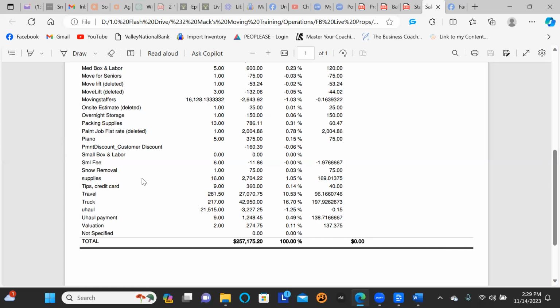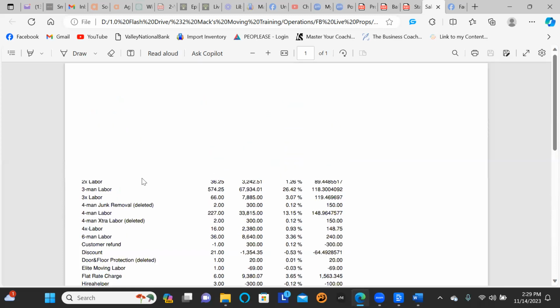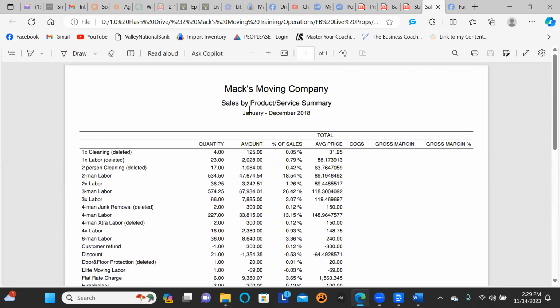So yeah, like I said, this is a very, very cool report. If you are using QuickBooks or something like that, if you are line-iteming out, pretty much separating out all of your line items, you could basically pull a report like this. It's called sales by product/service summary. So again, that was the financial statement in a nutshell.